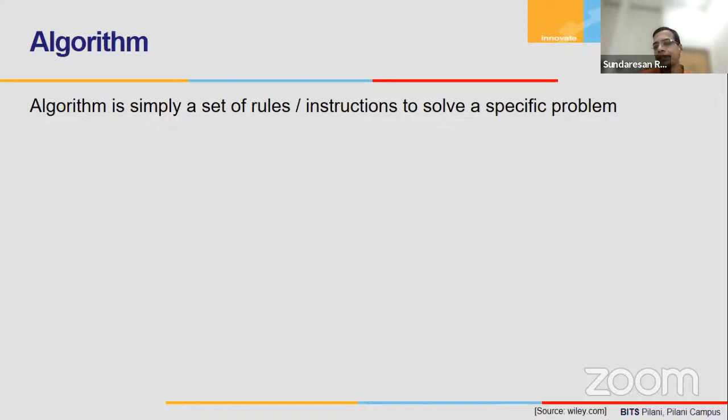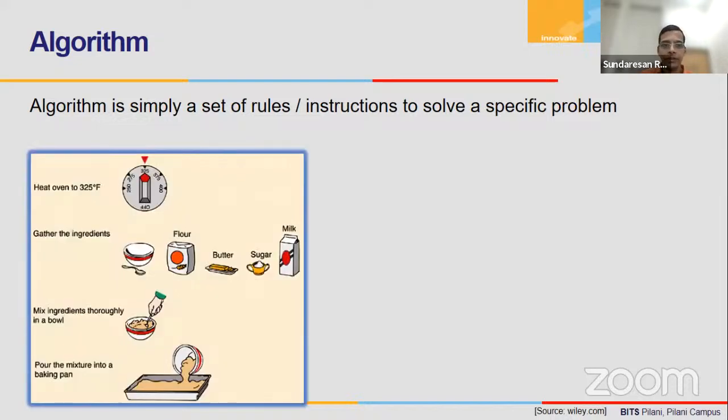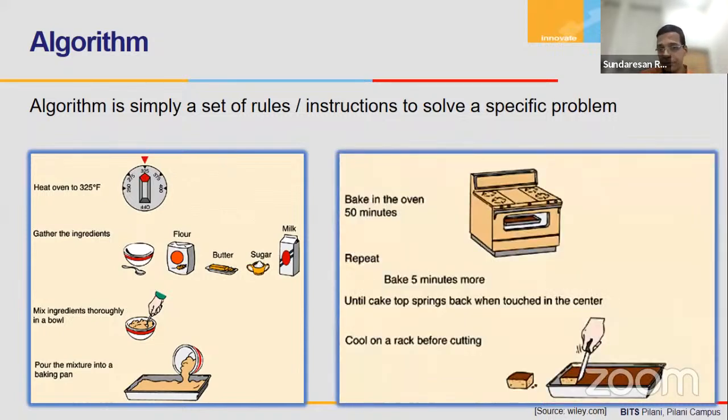An algorithm is simply a set of rules or instructions to solve a specific problem. For example, we can come up with an algorithm for creating a recipe. If you want to bake a cake, we can create an algorithm for it. It would be as simple as: heat the oven to a specific temperature, gather all the ingredients, mix them thoroughly in a bowl, pour the mixture into a baking pan, bake it in the oven for a specific duration, and then repeat in a loop, keep on baking for 5 minutes more until you see that the cake is ready. And finally, you put it on a rack before cutting it. So this is an algorithm for baking a cake.